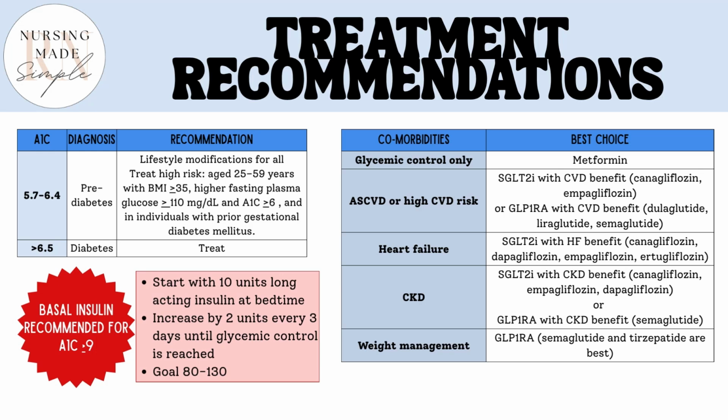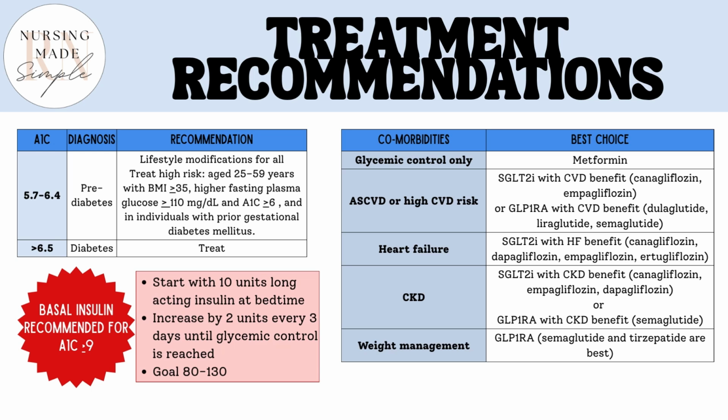All right, so in this other box, we have some drug choices that are good for certain comorbidities that you need to know. So if you're aiming for glycemic control only, first line typically is going to be metformin. If you have a patient who you're treating for diabetes who also has ASCVD or is high risk for cardiovascular disease, two good choices would be an SGLT2 inhibitor with CVD benefit or a GLP-1 with CVD benefit.